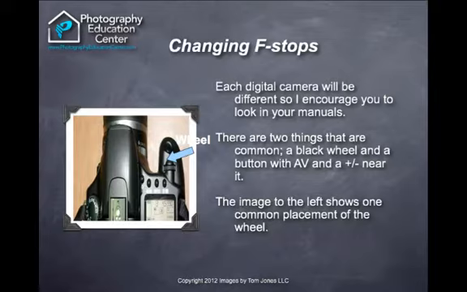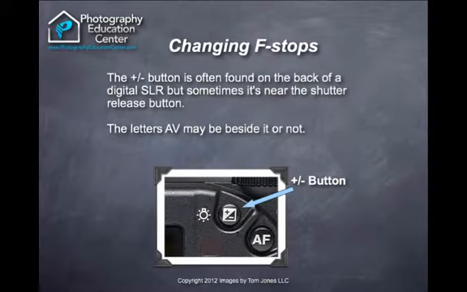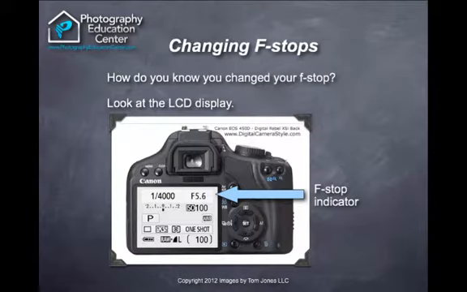Changing f-stops. Each digital camera will be different, so I encourage you to look in your manuals. There are 2 things that are common, a black wheel and a button with AV and a plus-minus near it. The image to the left shows one common placement of the wheel. The plus-minus button is often found on the back of a digital SLR, but sometimes it's near the shutter release button. The letters AV may be beside it or not. How do you know you changed your f-stop? Look at the LCD display.